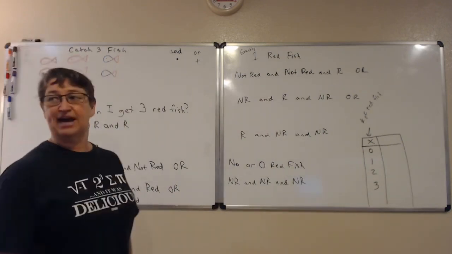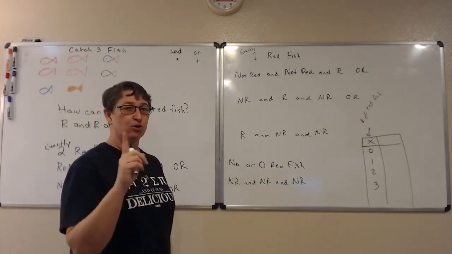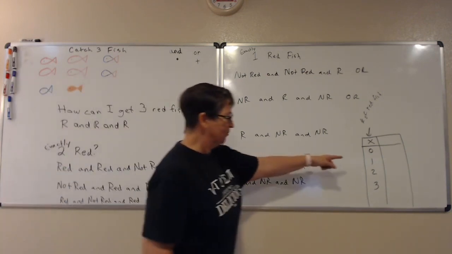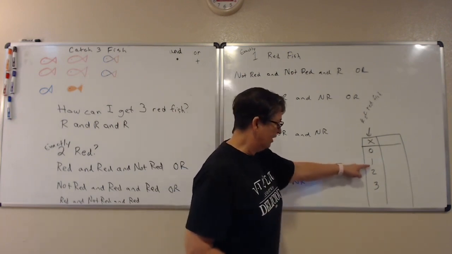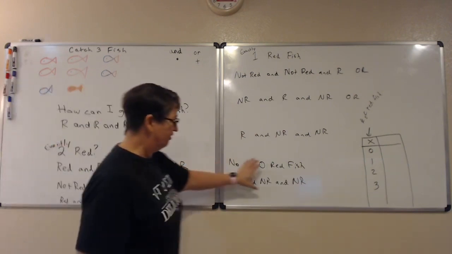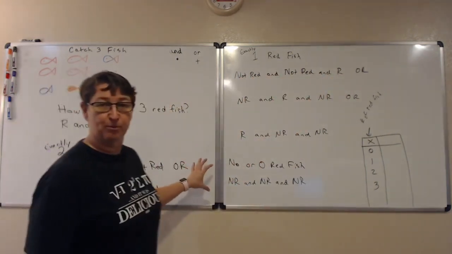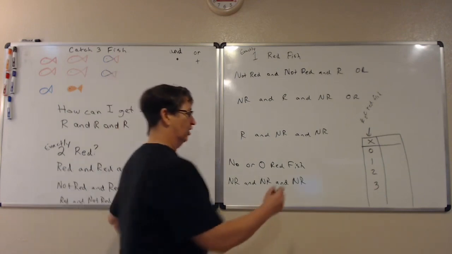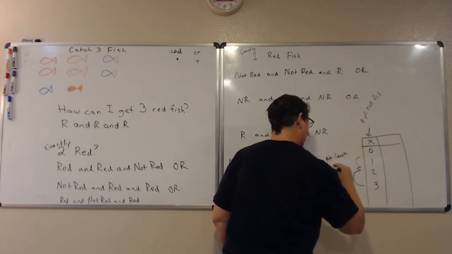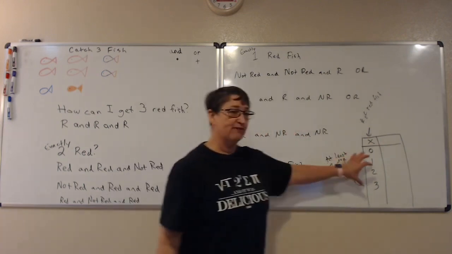So if I said I needed to catch at least 1 red fish, well then I have to get 1 or more. So I would be looking at all the ways to get 1, 2, or 3. To get at least 1 red fish, I could do it this way, or these ways, or these ways. That's a bunch of different ways that I could get at least 1. So this is at least 1 red fish, all 3 of those put together.